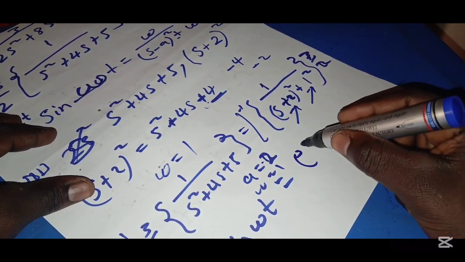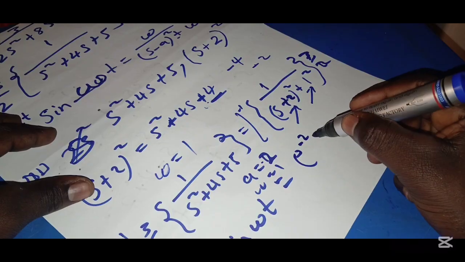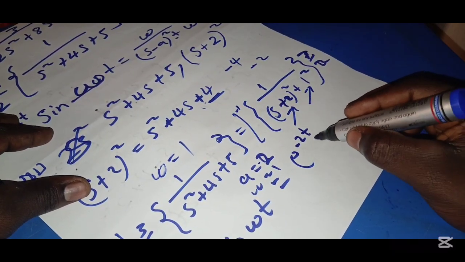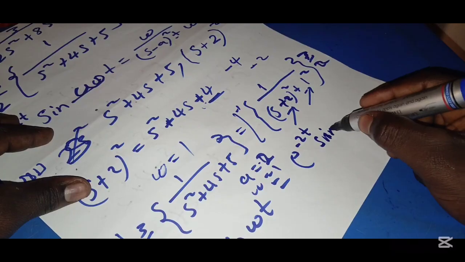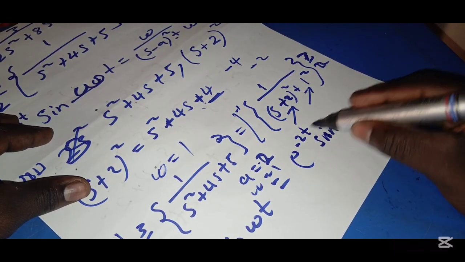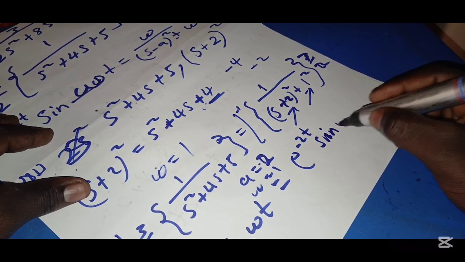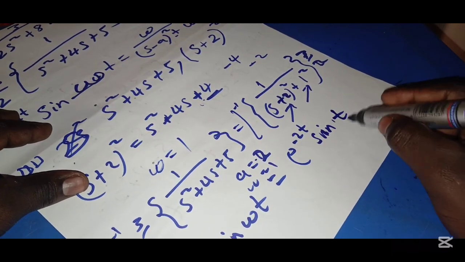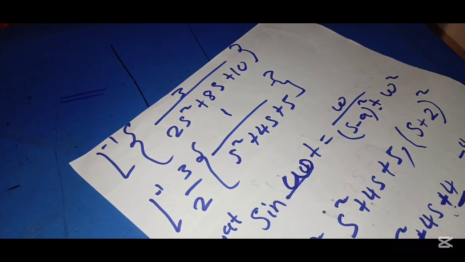So e to the power at, a is negative 2, bring your t, and sine omega, and omega is 1. I think generally there's no need to write 1 here, so just write t. So this is the solution for Laplace inverse of 3 over 2s squared plus 8s plus 10.